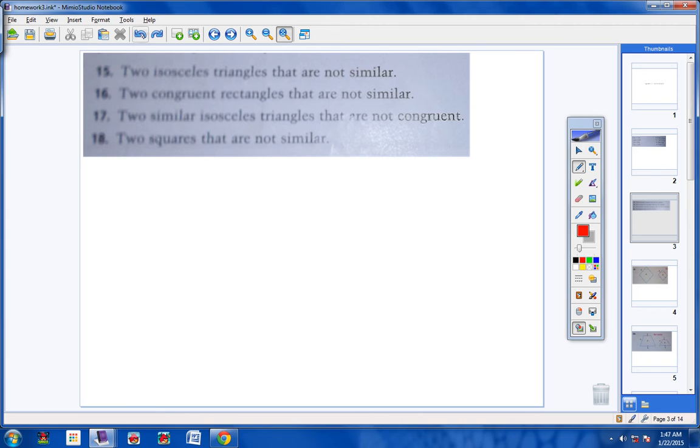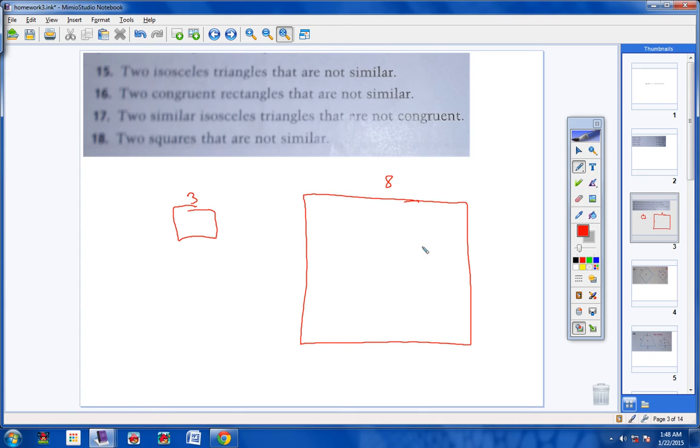2 squares that are not similar. No, that's impossible. Any square that you draw will be similar. Do you know why? Let me show you why. Here's a little square. Let's say all the sides are 3. Here's a big square. Let's say all the sides are 8. Well, 3 corresponds with 8, 3 corresponds with 8, 3 corresponds with 8, 3 corresponds with 8. You're always going to get 4 equal fractions. I don't care what the two squares are.